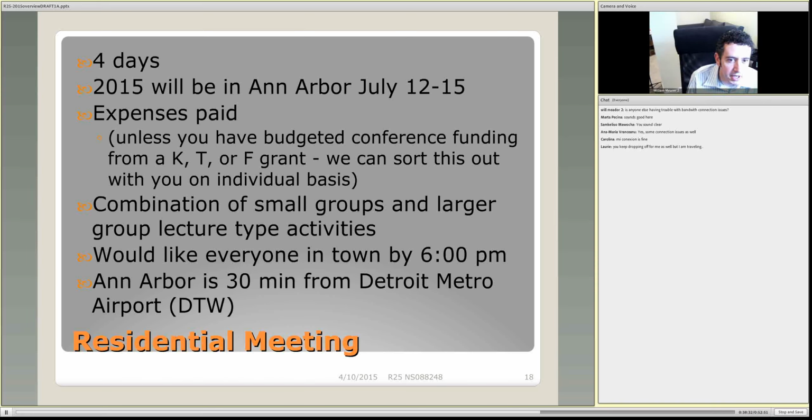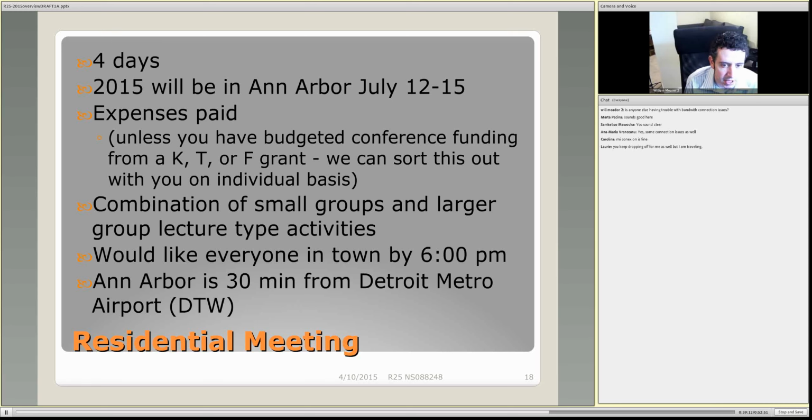So the residential meeting is 4 days. We'll be getting done by about noon on the Thursday, and we're going to have something on the Sunday evening. The expenses will be paid. If you have something in the budget for conference funding from a KT or F grant, we can talk to you about that on an individual basis. That's one of the things that's written into our grant. So we can work with you on that. If you have a K but you don't have budgeted conference funding, that's okay too. Again, something we can sort out on an individual basis. It should not cause any stress. We'll just have to see where things are with that.